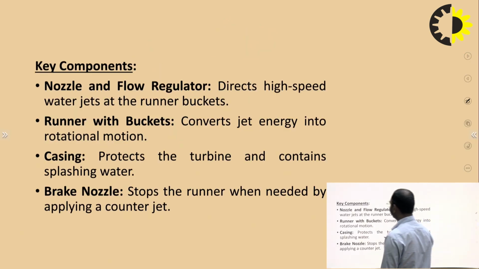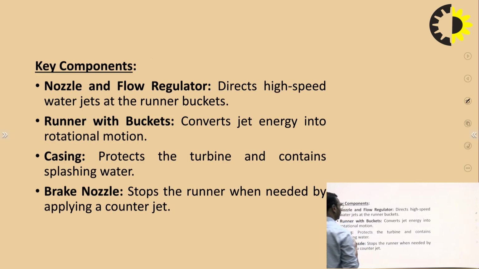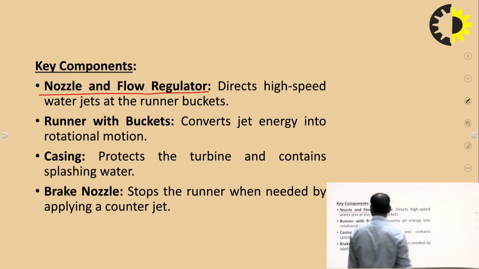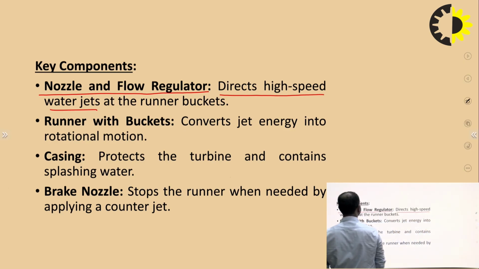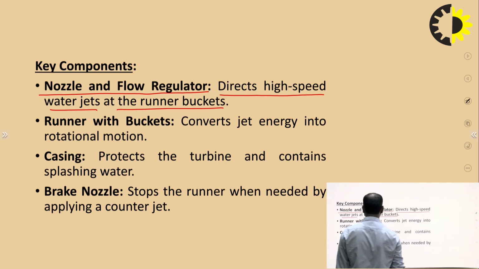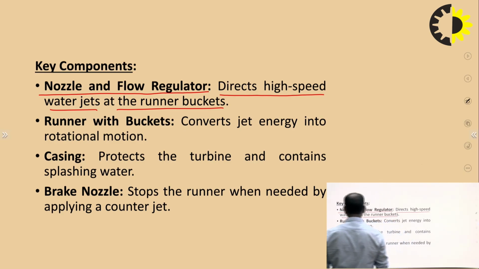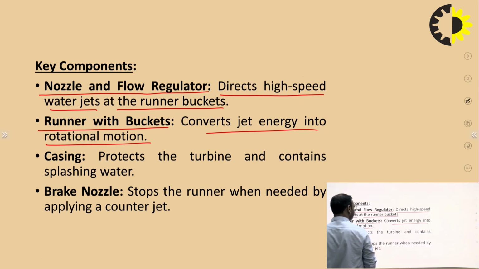Now, what are the key components of Pelton wheel turbine? The first one is nozzle and flow regulator. The function of nozzle and flow regulator is it directs high speed water jets at the runner buckets. Then the second component is runner with buckets. It converts jet energy into rotational motion.